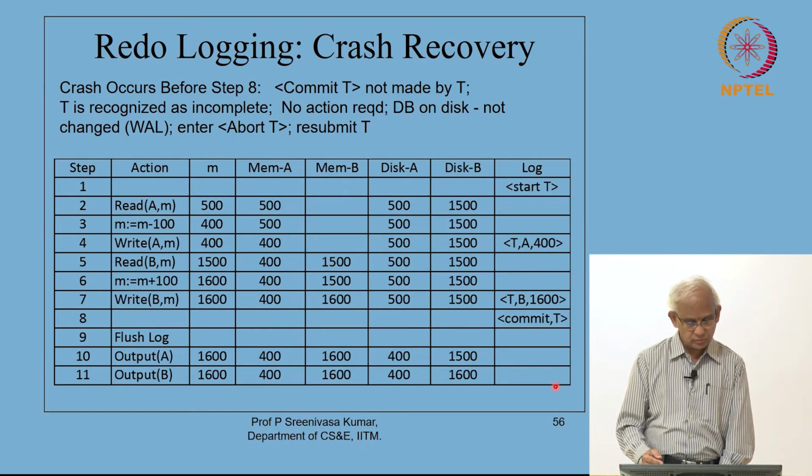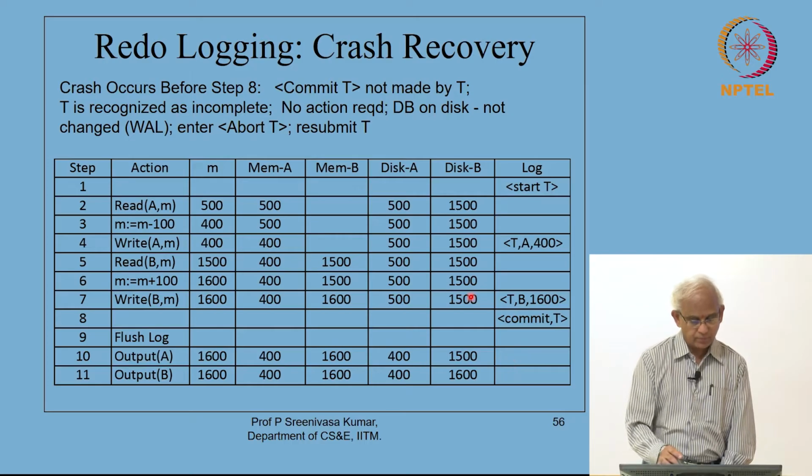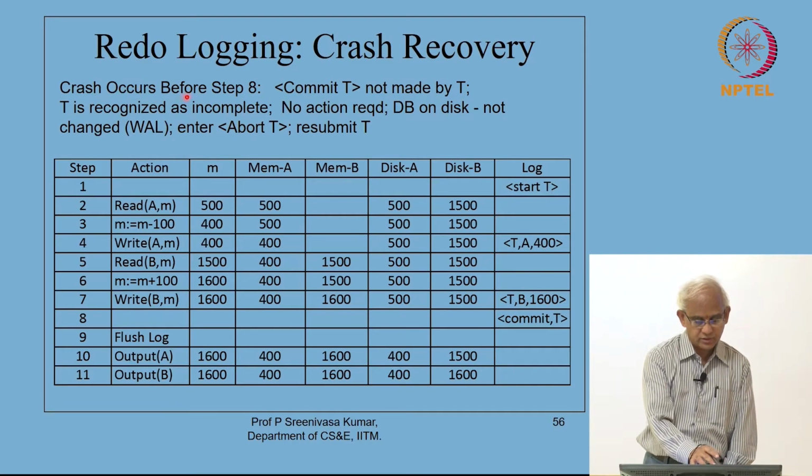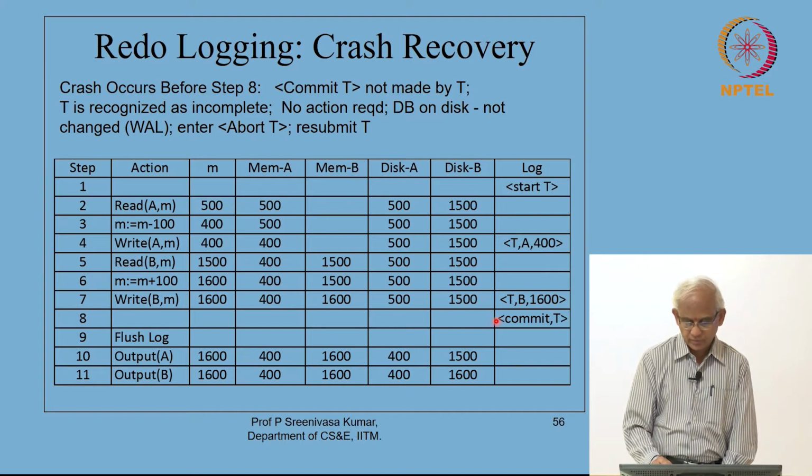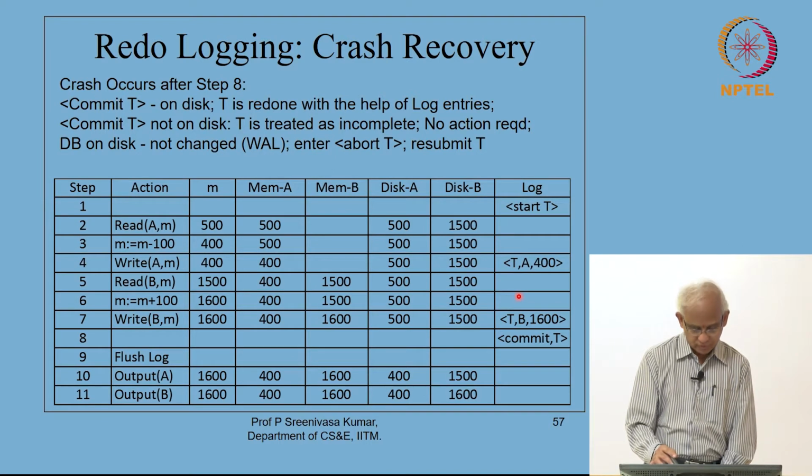Okay. So again, in this example, let's look at the various cases. A crash occurs before step 8, that means before commit T. If the crash occurs somewhere here, then obviously T is an incomplete transaction. It has not made a commit T yet. So no action is actually required, and we basically resubmit this transaction.